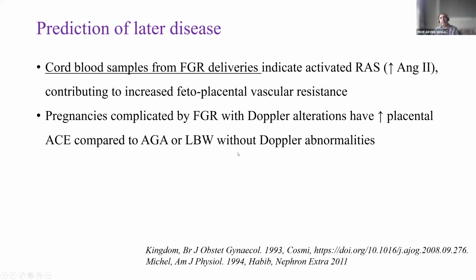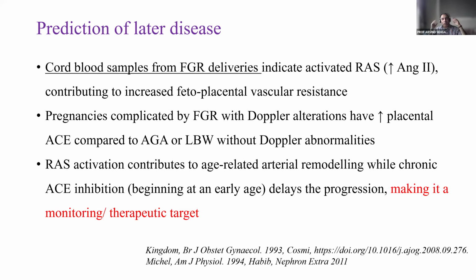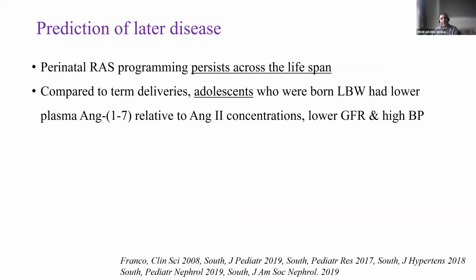And pregnancies which, in addition to FGR, are complicated with Doppler abnormalities have further significantly high placental ACE levels compared to when Doppler abnormalities are not there. So as I mentioned earlier, in changes in placental pathology and vasculature, RAS activation really contributes to this remodeling. And the question really is, are there animal models of IUGR in which we can use ACE inhibition antenatally and look at vascular outcomes later on?